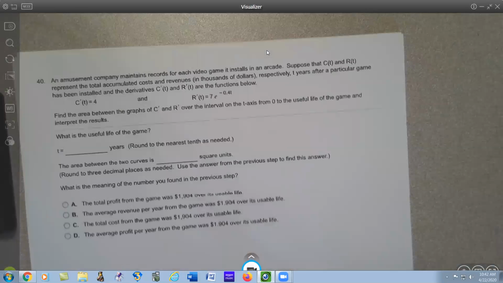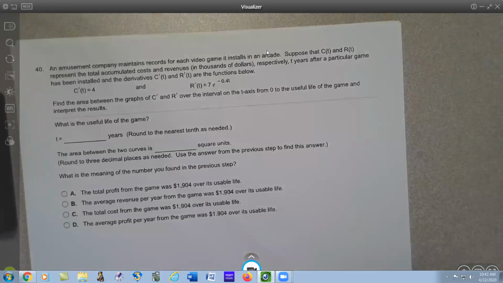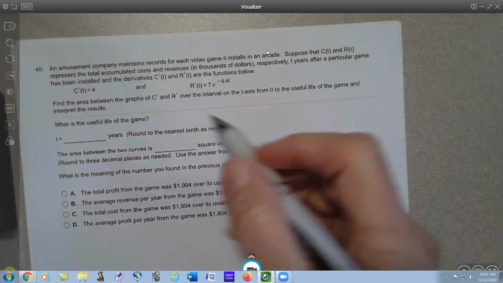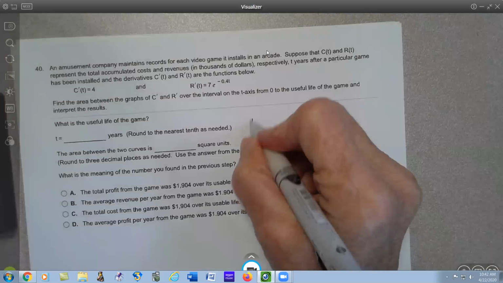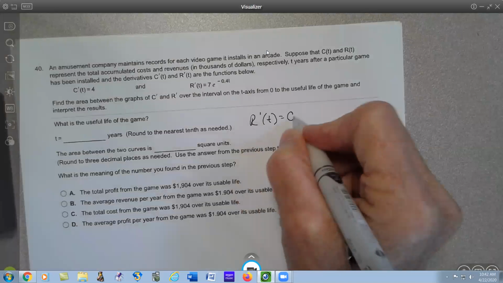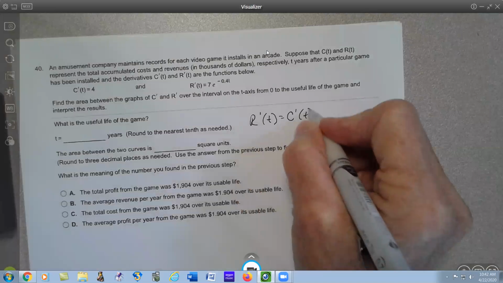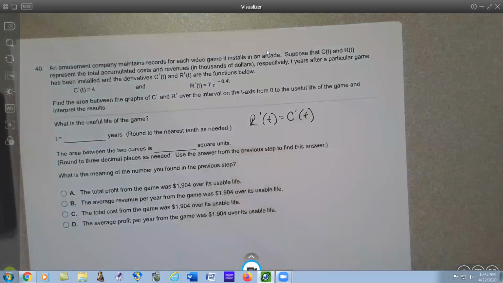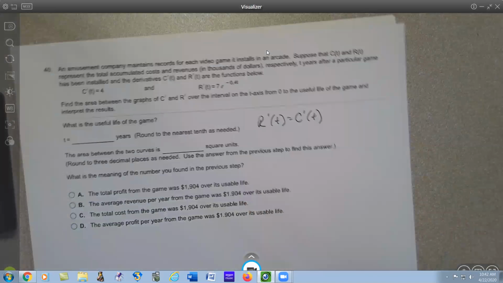Well, here's another useful life. To find it, set R prime of t equal to C prime of t. Go find your useful life on this. And round to the nearest 10th, let's see if we agree.